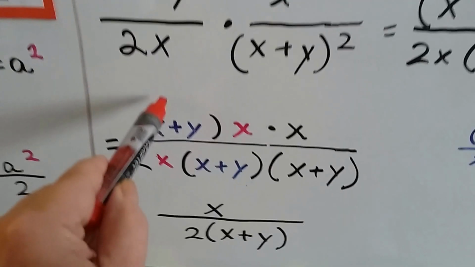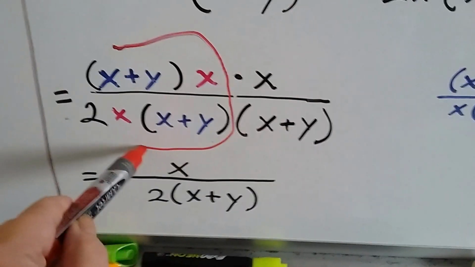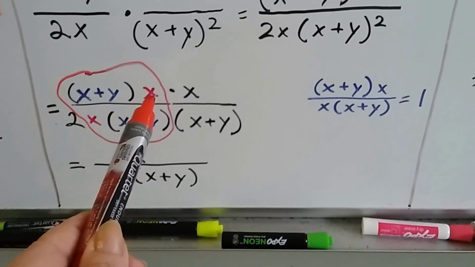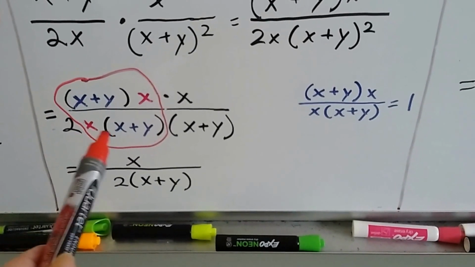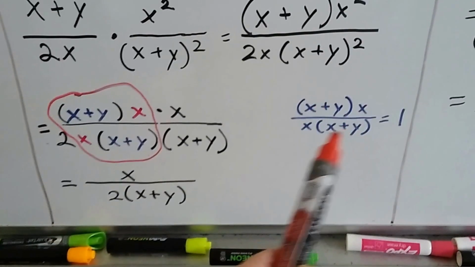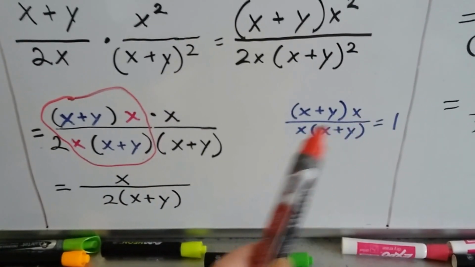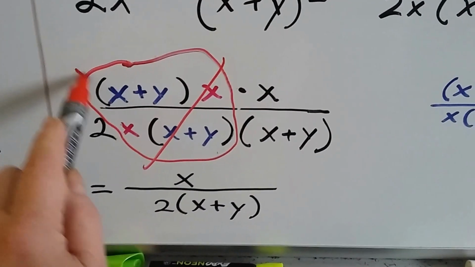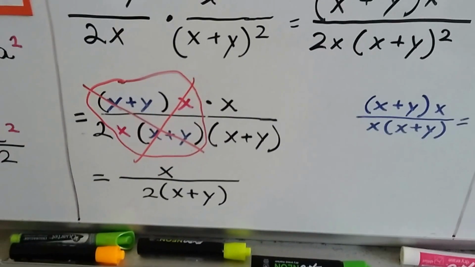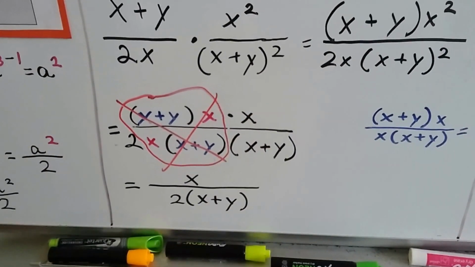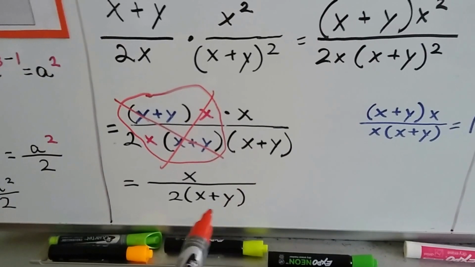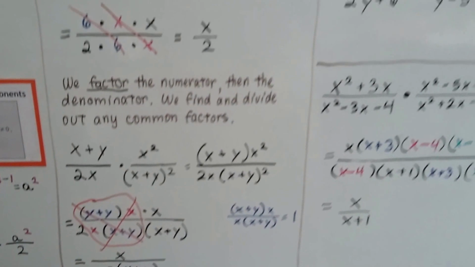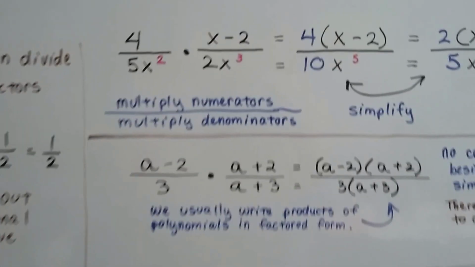Now, if you look at this part right here, we've got x plus y times x and x times x plus y. That's the same thing. The x is just in the front and the back, isn't it? That's going to equal a 1. So this entire thing got canceled out, see? The only thing that we're left with is x for the numerator and 2 times x plus y for the denominator. See that? All right, I've got 4 more examples, so bear with me.